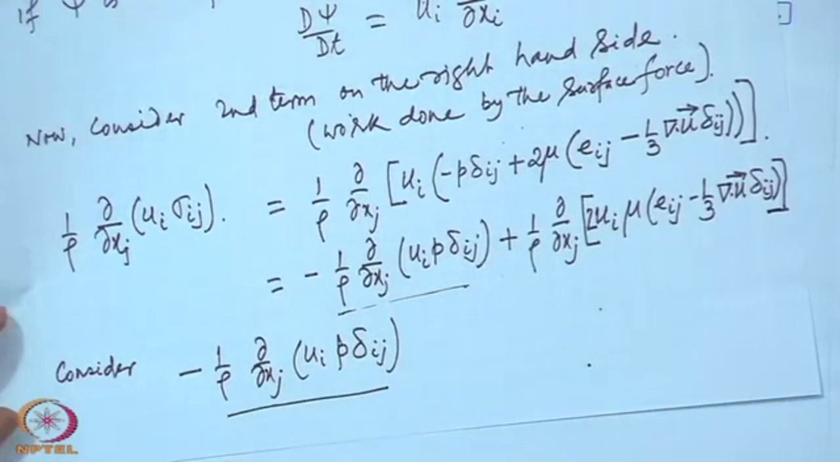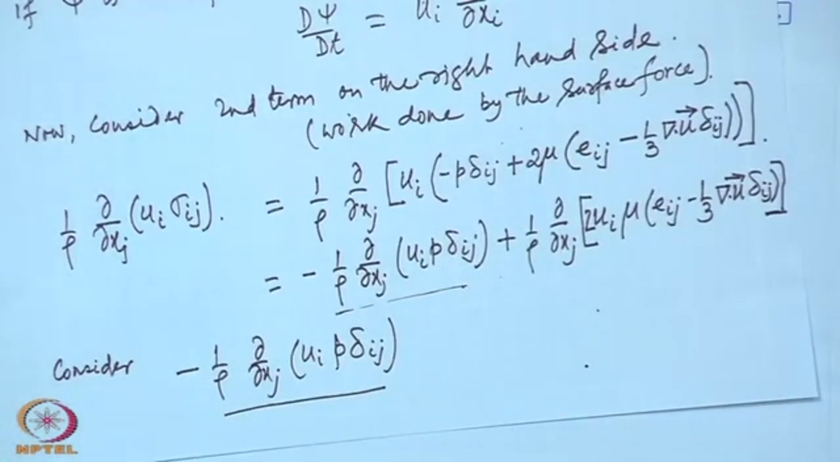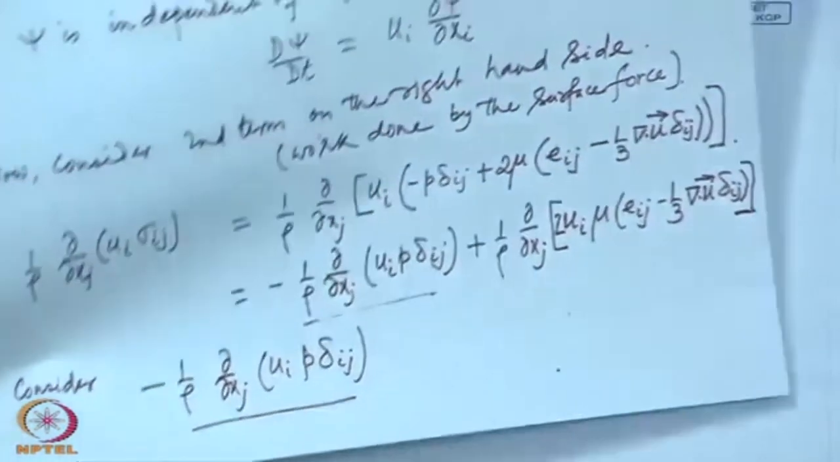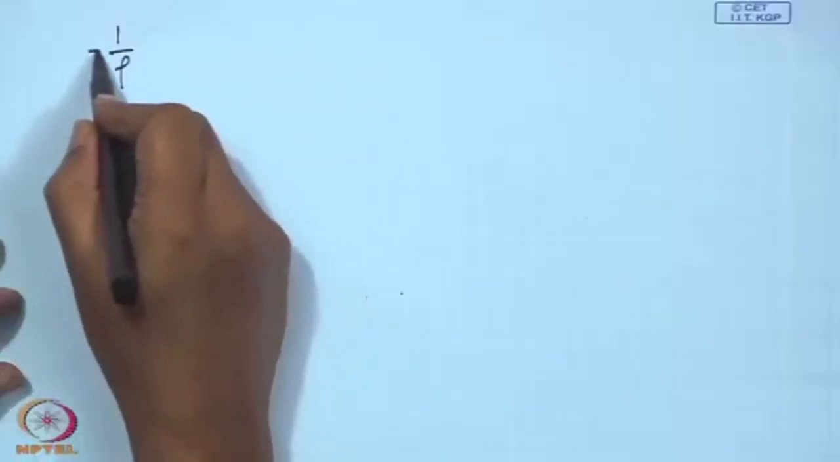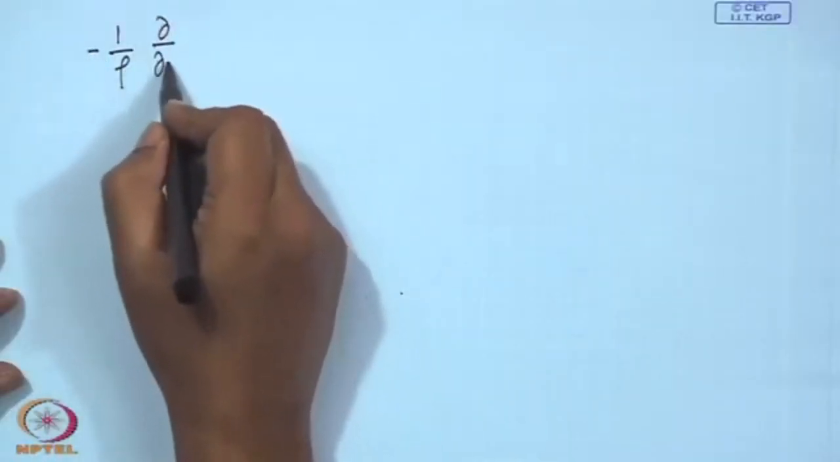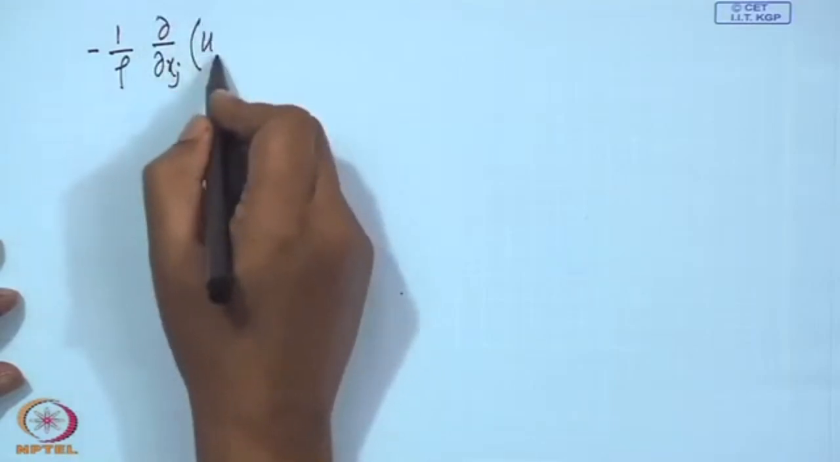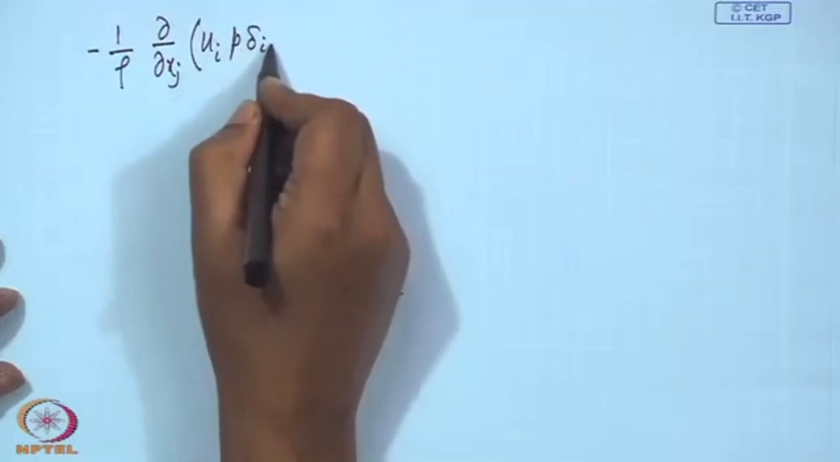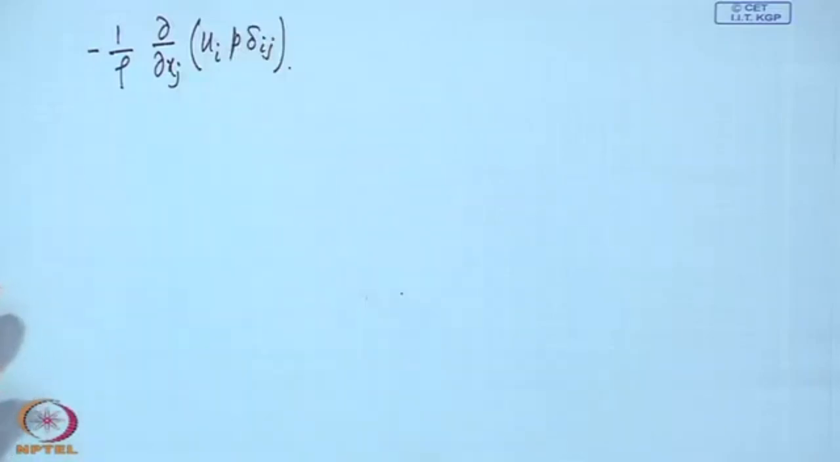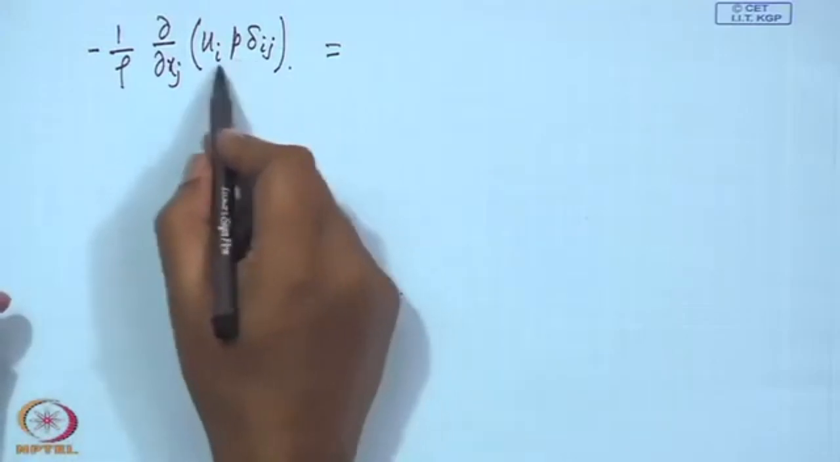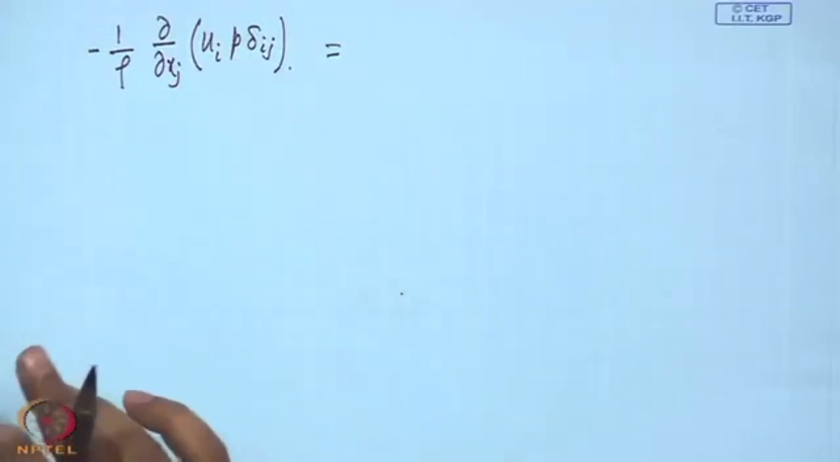What is this? This we can write as, what we can write for that term? Minus 1 by rho d d x j u I p delta I j. We will write it as a separate differential term. This is a product of two, we will write it as a derivative of each.